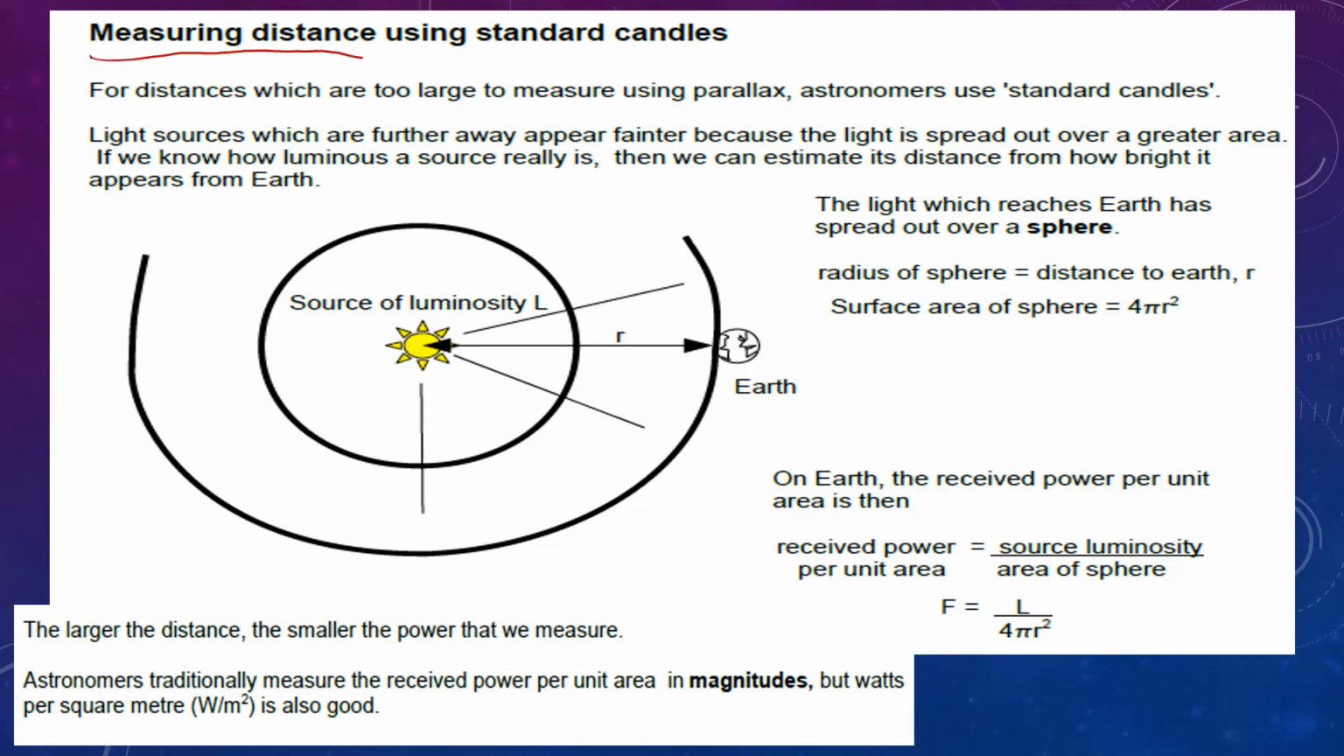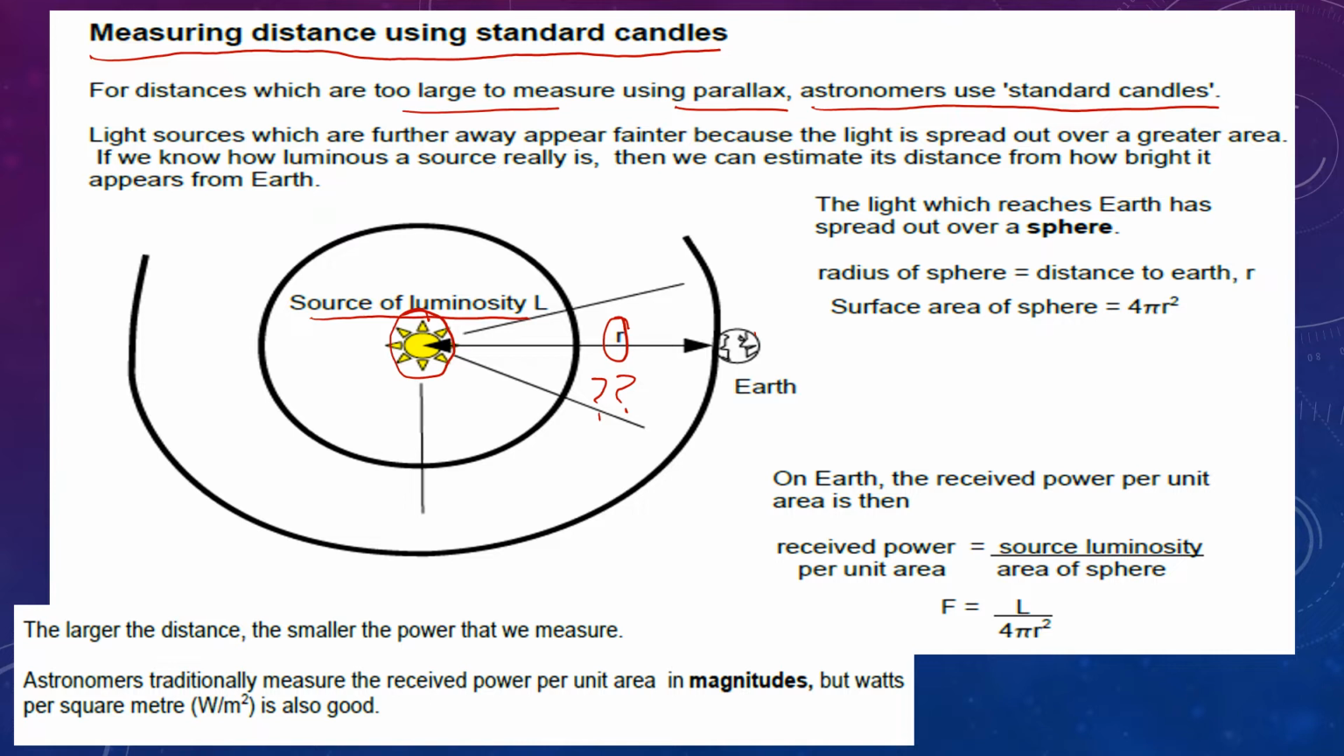Measuring the distance using standard candles. Now we'll look at how standard candles are used to measure the distance of Earth from a star. There are two ways to measure distance: using the parallax method, which we'll explain later, or astronomers use standard candles. This is a light source, let's say the Sun, and it is the source of luminosity. This is the Earth, and this is the distance. We want to measure how far away this star is from the Earth. So what will we do?